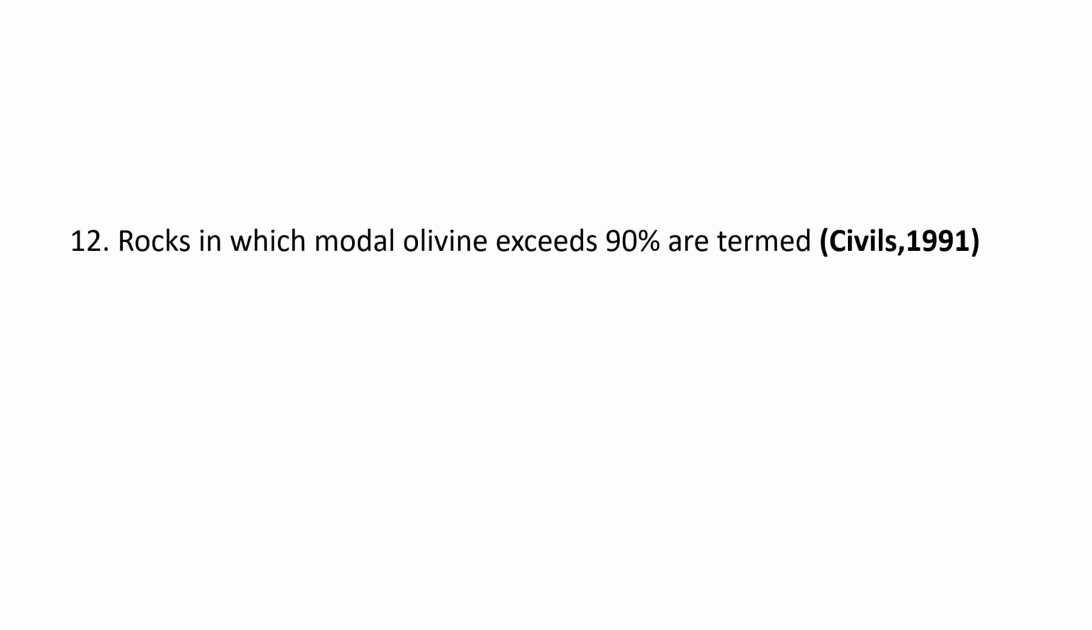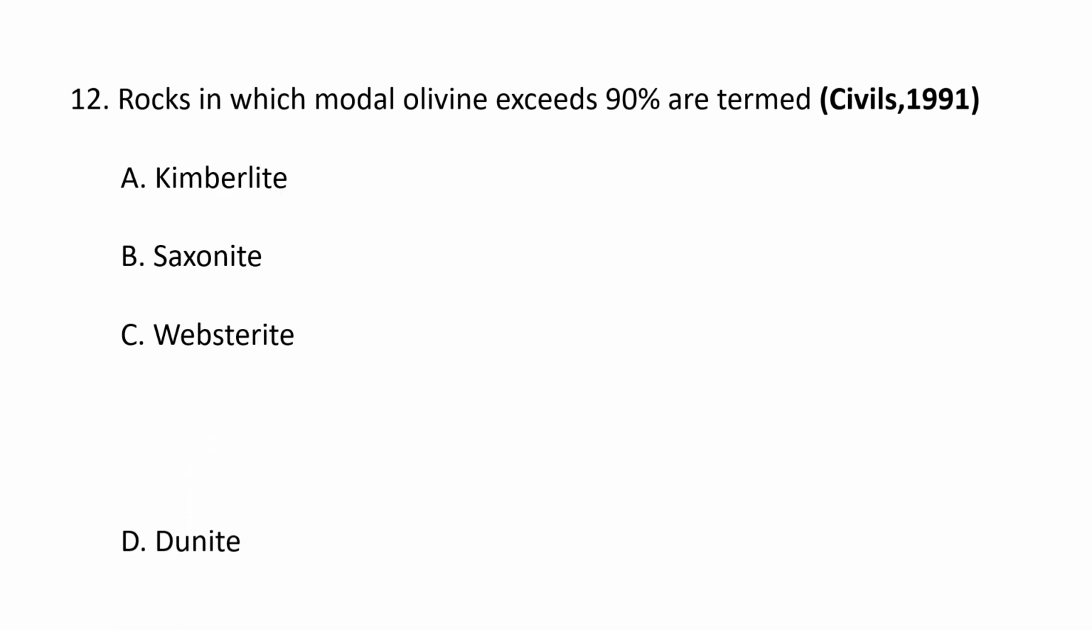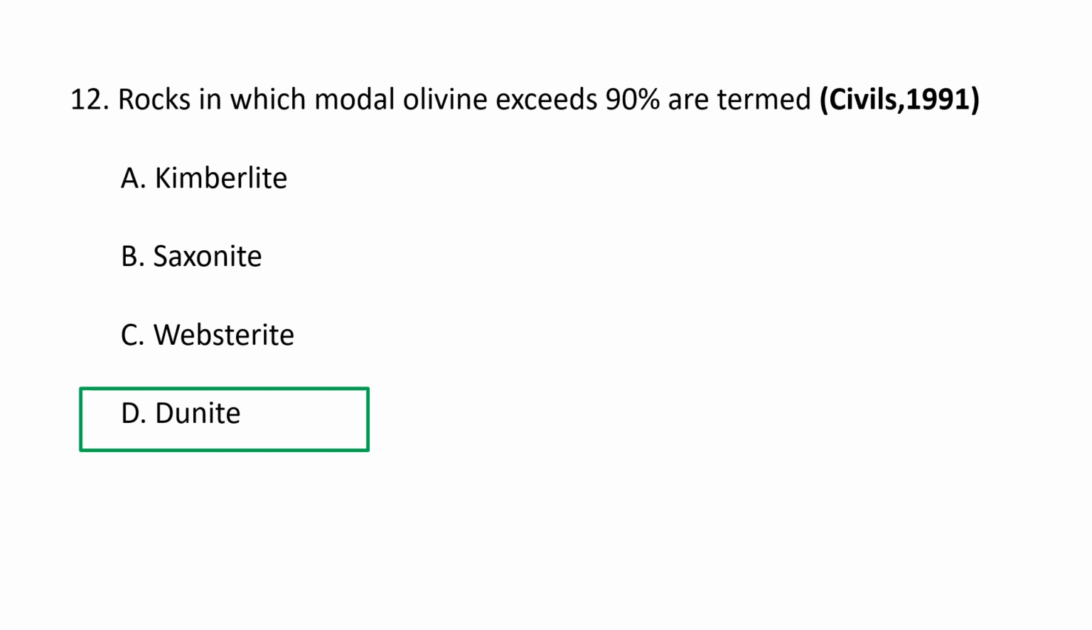Next question. Rocks in which modal olivine exceeds 90% are termed as: A. Kimberlite, B. Saxonite, C. Websterite and D. Dunite. Correct answer is D, dunite. Here in the dunite the modal olivine exceeds about 90%.